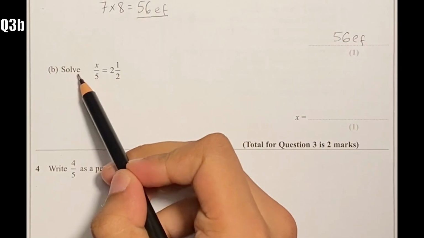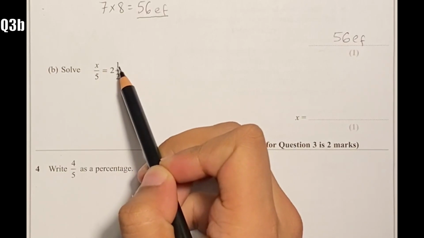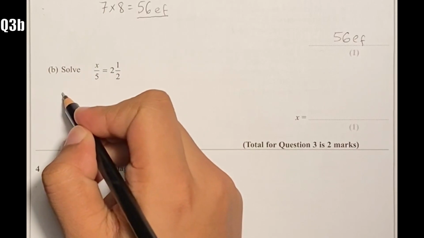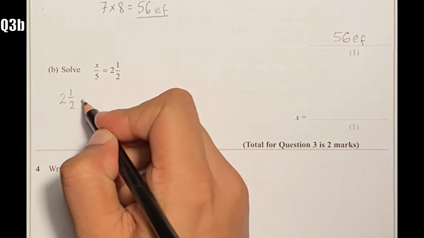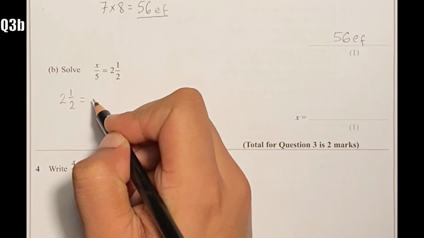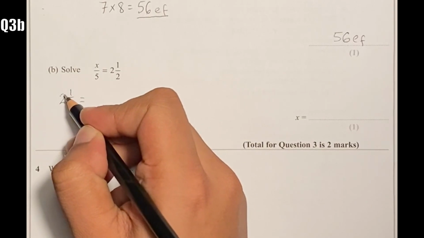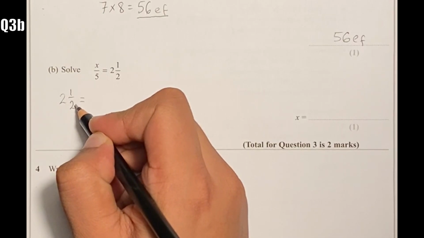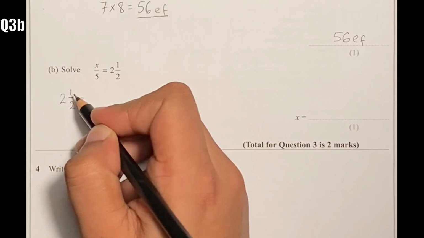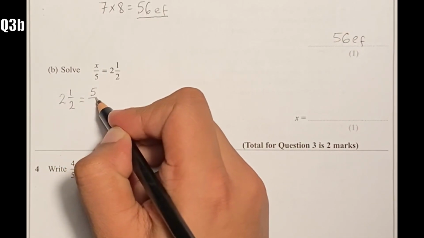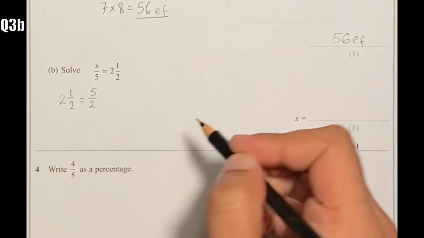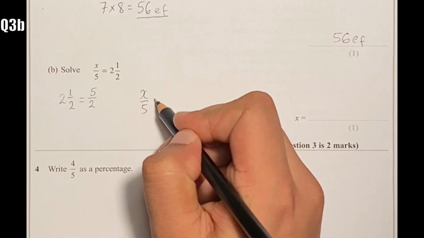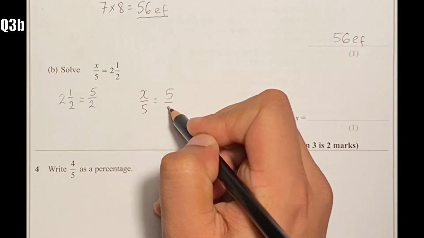Question 3b, solve x over 5 is equal to 2.5. The first thing we need to do is take our mixed fraction, 2.5, and convert it into a top-heavy or improper fraction. We can do that by taking our big number and multiplying it by our denominator, so 2 times 2 is 4, and then we add that to our numerator, which makes 5, and our denominator stays the same. We can then rewrite this question as x over 5 is equal to 5 over 2.